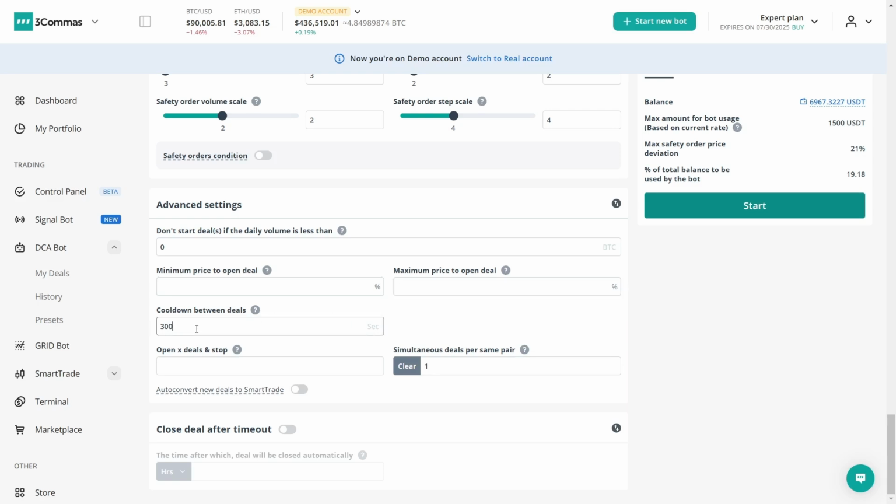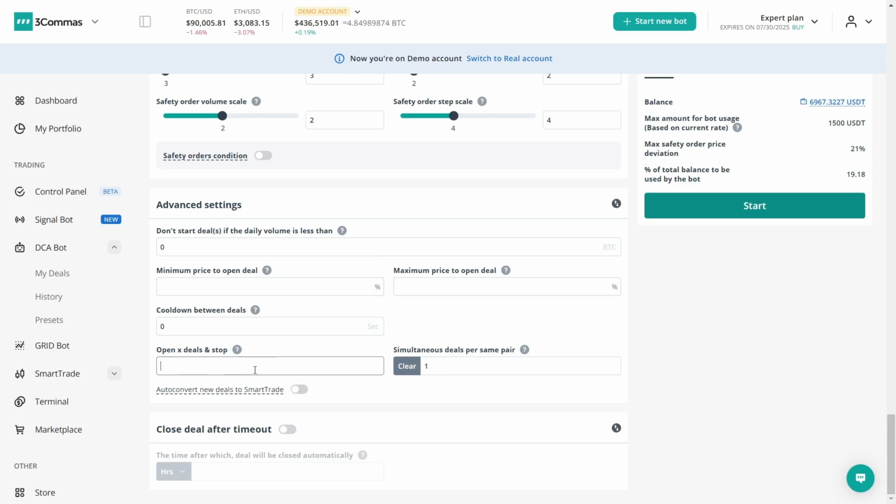Cooldown is a time in seconds that your bot will pause starting new trades after one trade is placed. So let's suppose you got one signal and the bot started a trade. It will wait, in this example here, 5 minutes before starting another trade. Okay, I don't want this, so I will put 0 here.